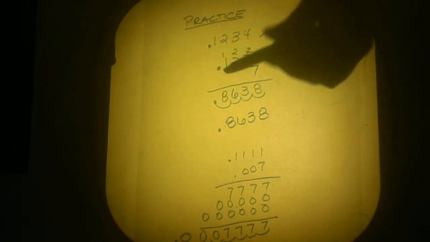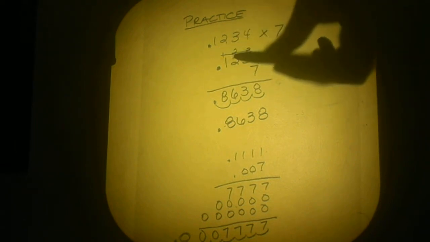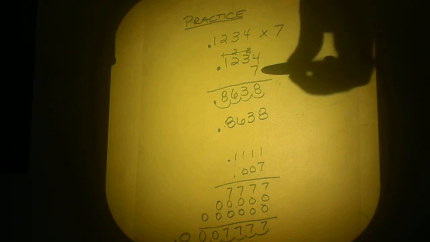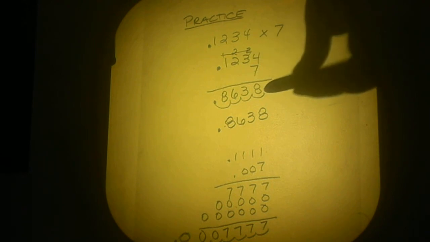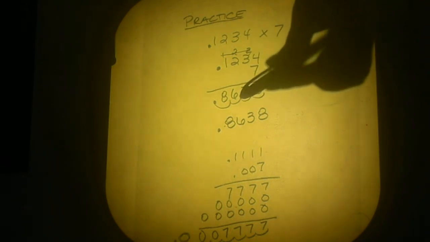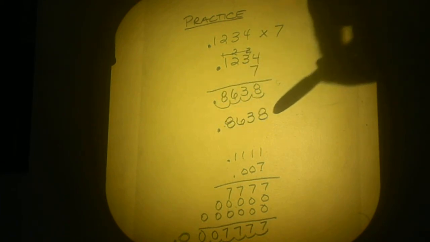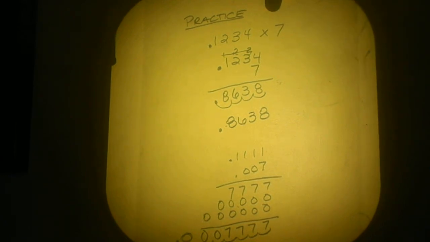Now I'm going to count the total amount of numbers to the right of the decimal. These are just where I carried my numbers, so I'm going to cross it out so you don't get confused. How many numbers are to the right of the decimal? Well, in this number there are 4 numbers to the right of the decimal, but in the 7 there's no decimal, so there's 0. So there's only 4 numbers to the right of the decimal. I'm going to start here and count 1, 2, 3, 4, and my solution is 0.8638. Okay? So there's a good example for you to see how that works.